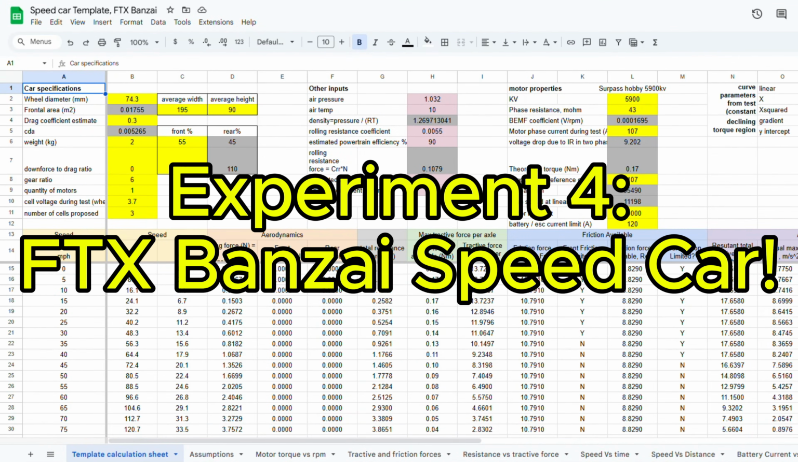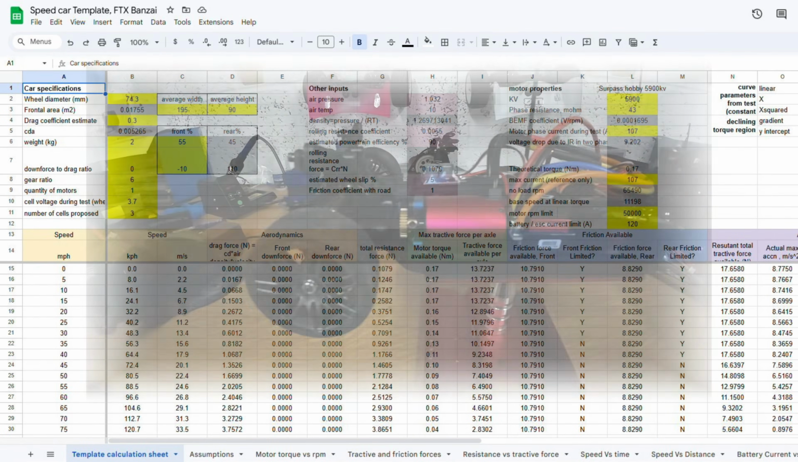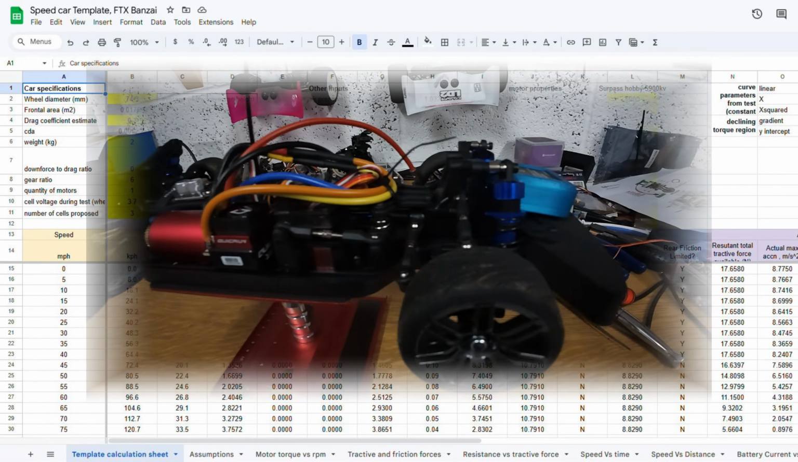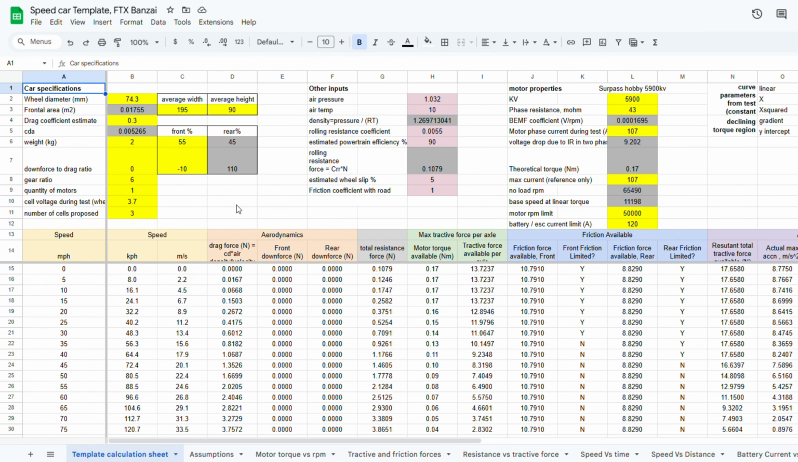Next we're going to look at an FTX Banzai that I got for my son as a beginner's speedrun car. So I've put it in exactly how we've got it set up in terms of the powertrain. It's running on 3 cells, with a quite cheap surplus hobby 5900 kV motor. And I've assumed that we've put quite an aerodynamic body shell on it with a drag coefficient of 0.3, maybe slightly optimistically there. And I've assumed no downforce effects.